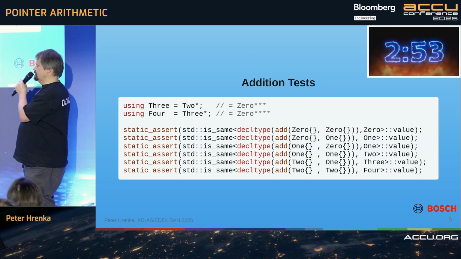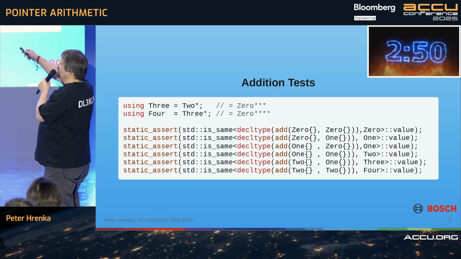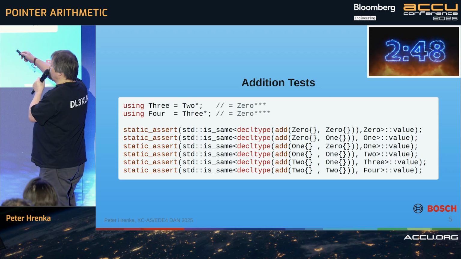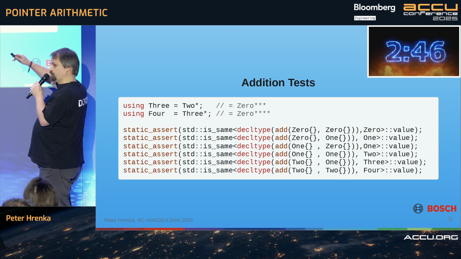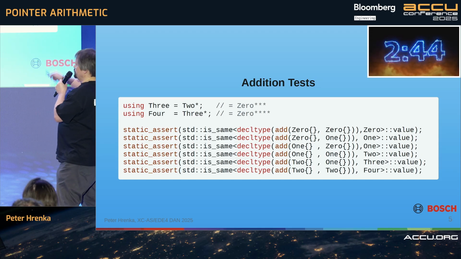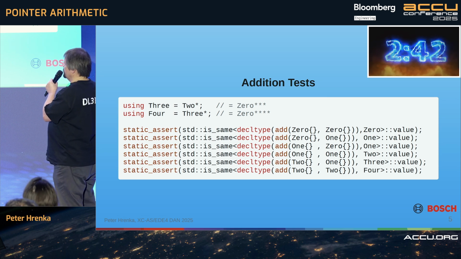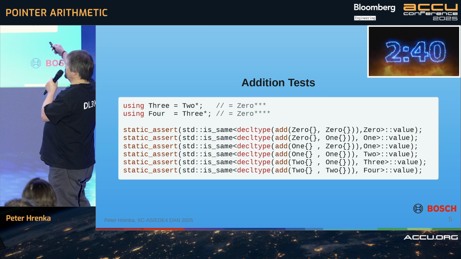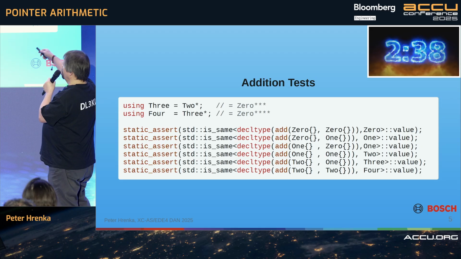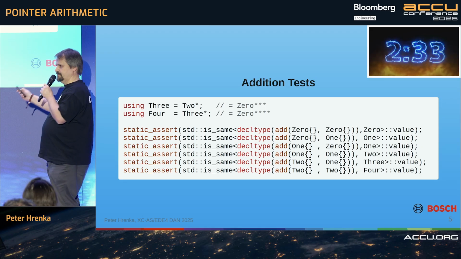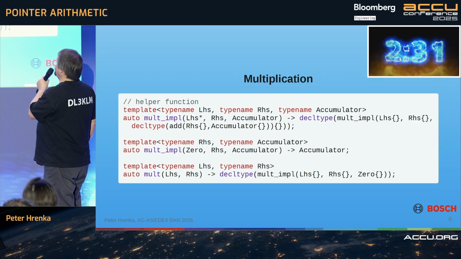And we write tests. We have some more helper variable types. Sorry, it's just types. We're totally in type space. We write the tests here for addition. 0 plus 0 is 0, 0 plus 1 is 1, 1 plus 0 is 1, 1 plus 1 is 2, 2 plus 1 is 3, 2 plus 2 is 4. Okay? Now, multiplication.